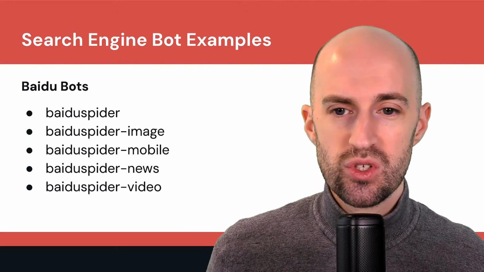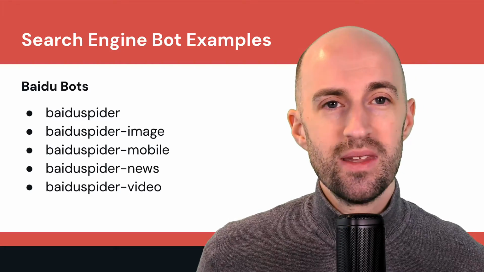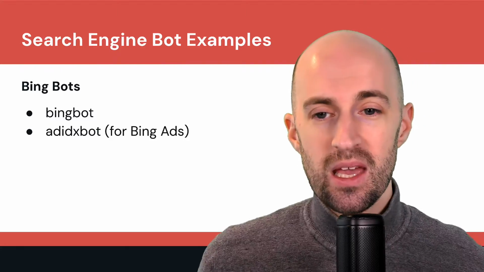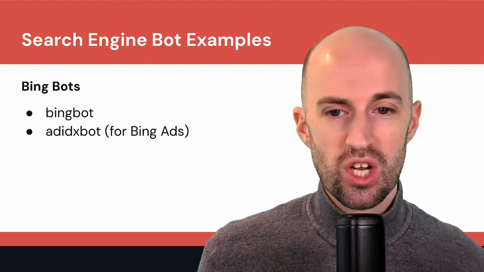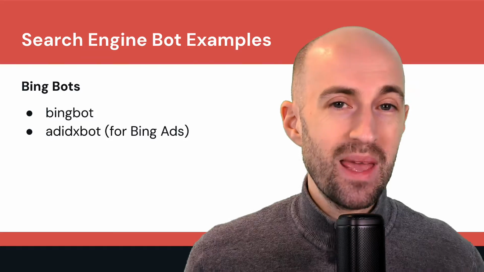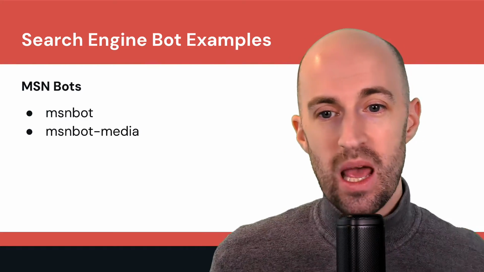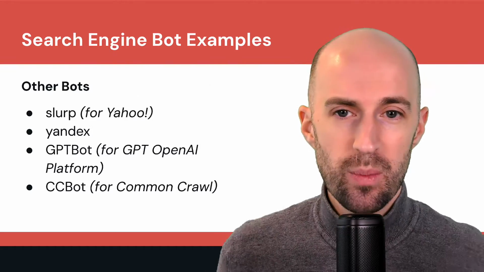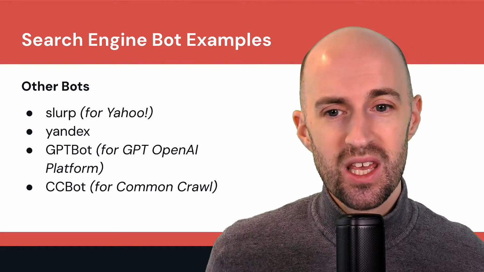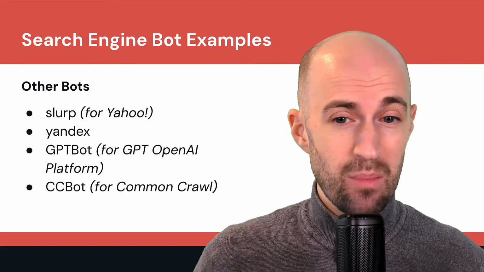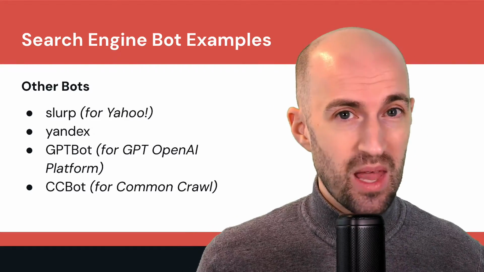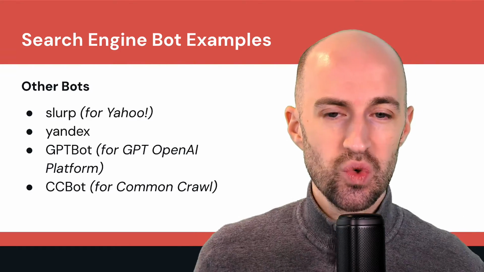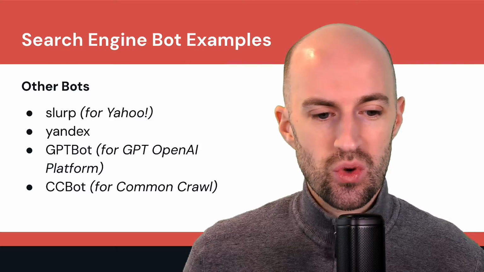Baidu, so Baidu search engine. There's the general one, the image, mobile, news, video one, similar to Google. Bing has its bots, so Bingbot, the general one, and AdIdxBot for Bing ads. And then you got MSNBot, MSN Media. And there's other bots, Slurp, and this is for Yahoo search engine. You got Yandex, you got GPTBot for GPT OpenAI platform, and you got CCBot for Common Crawl. This is another AI tool platform. So those are also ones.